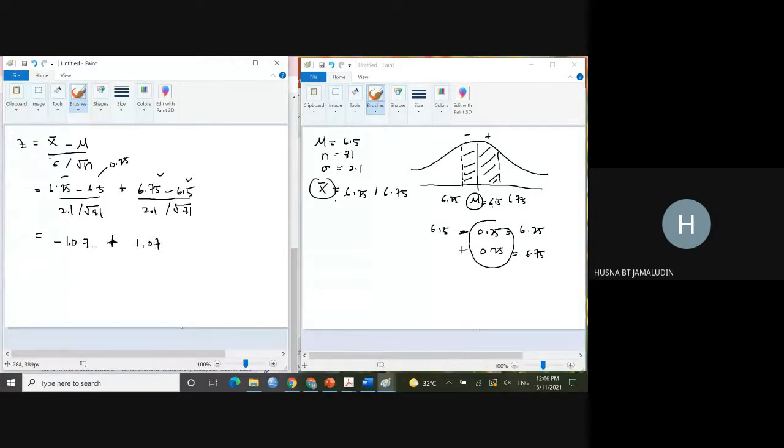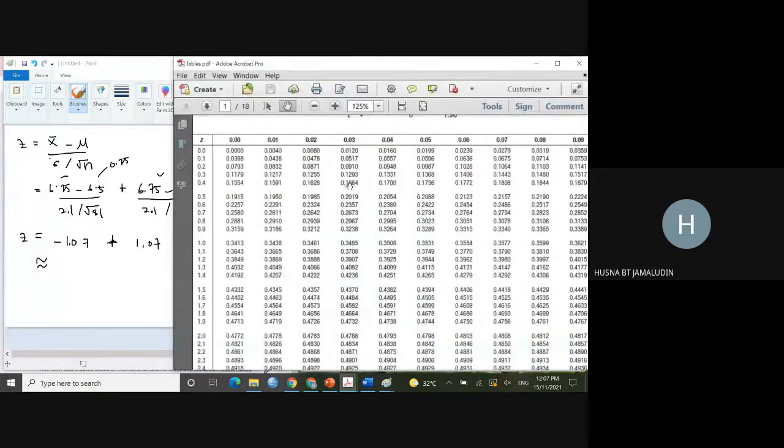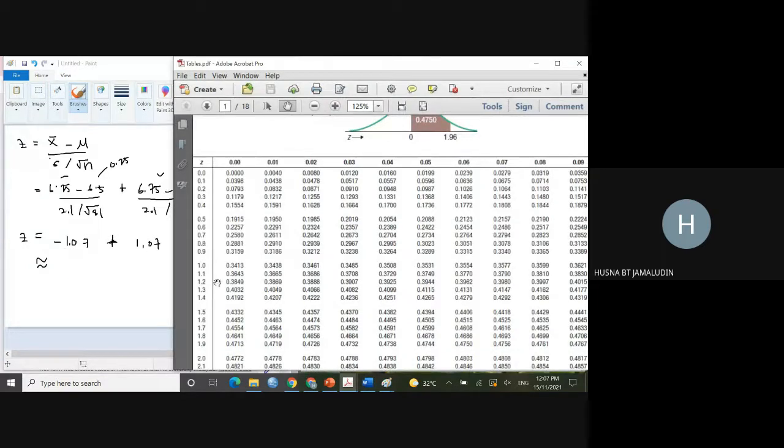So is this the probability? No, this is a value, so you have to convert it into probability. We have to look at the Z table, 1.07. So 1.0 and then 7. I'm assuming that you can see my cursor and my table. 1.07. Where is 7? So it is 0.3577. Okay, remember that.